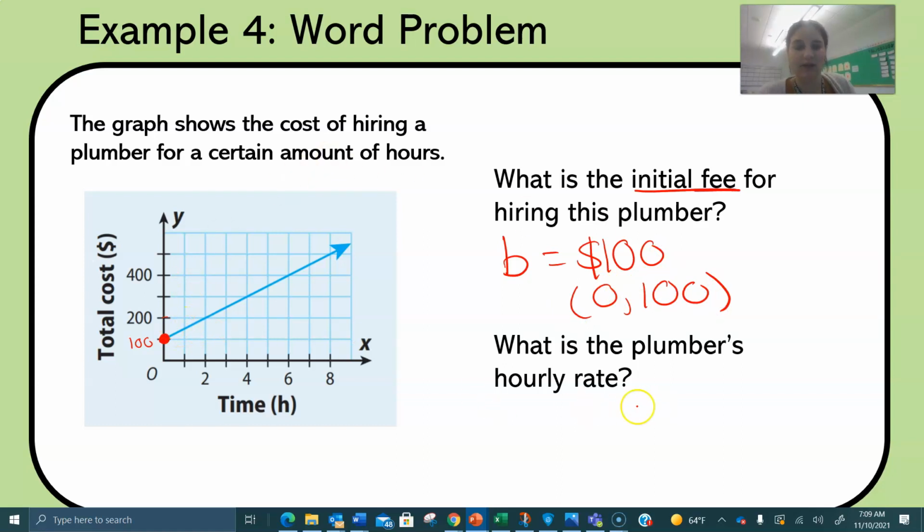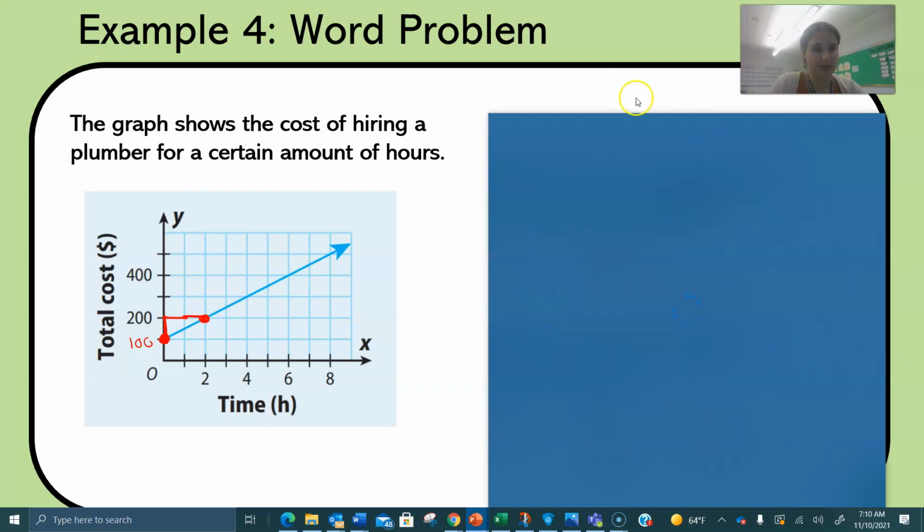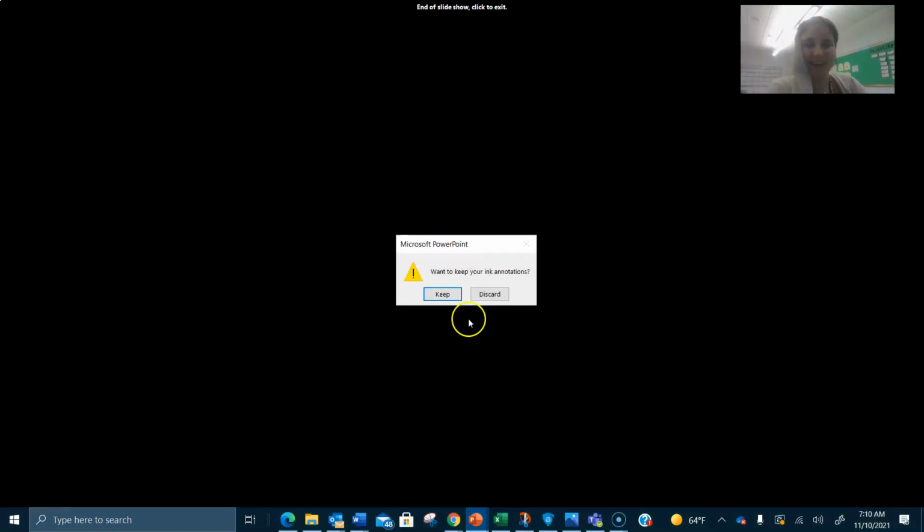And then the hourly rate, that's going to be our rate of change, or the slope. So I can start here and then go here and see what the slope is. So from 100 to 200, I go up 100. So my rise is 100. And then how many do I go over? 1, 2. So my run is 2. So 100 divided by 2 is 50. So this plumber's rate is $50 an hour. So we would pay $100 initial fee and then $50 an hour after that. All right, bye.